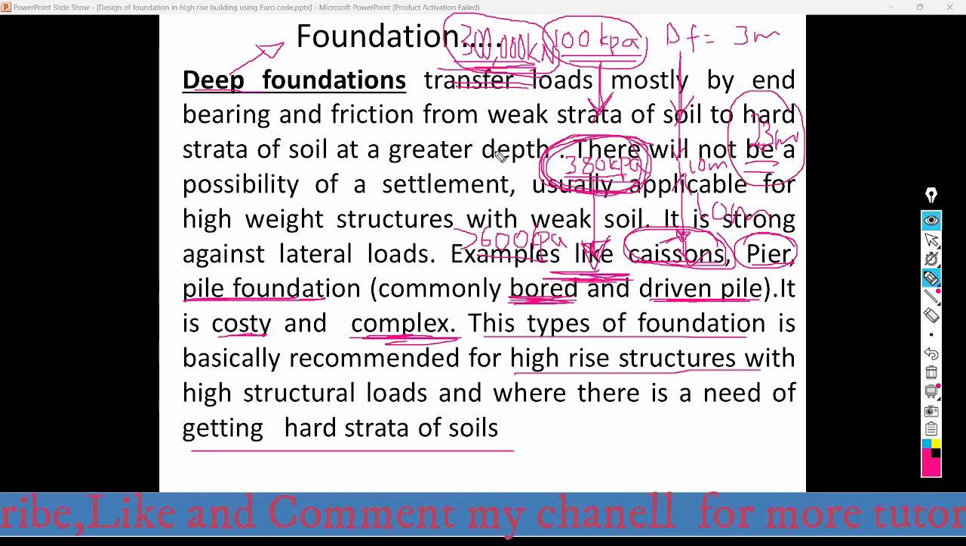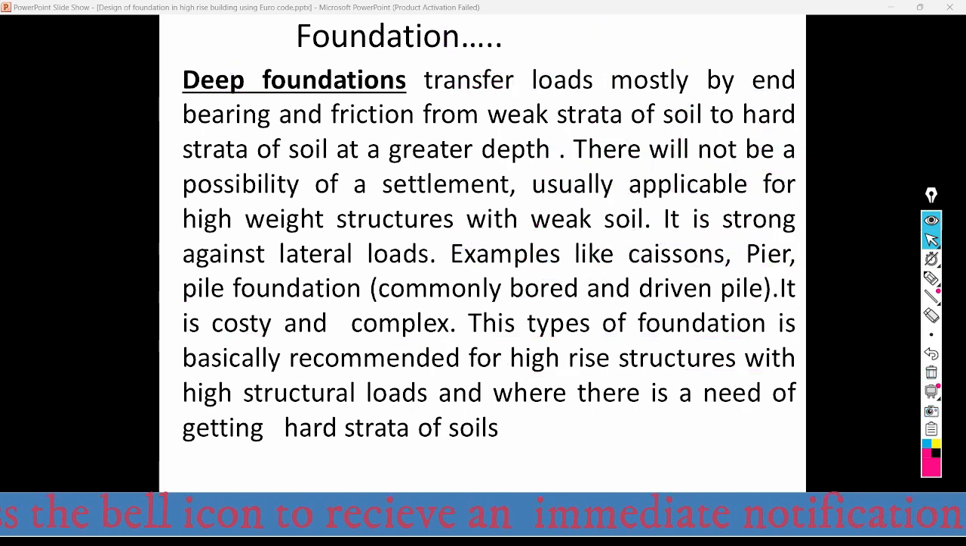So we should not excavate the soil in bulk up to 23 meters because it is costly. So instead, we need to provide the pile foundation. So pile foundation is costly and it is complex. So we'll see it in the other tutorials for the deep foundation in detail.